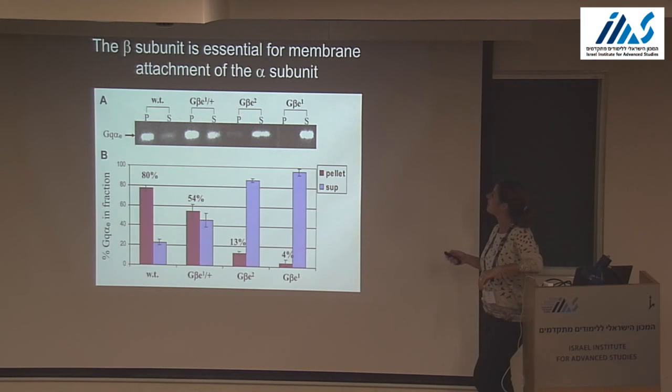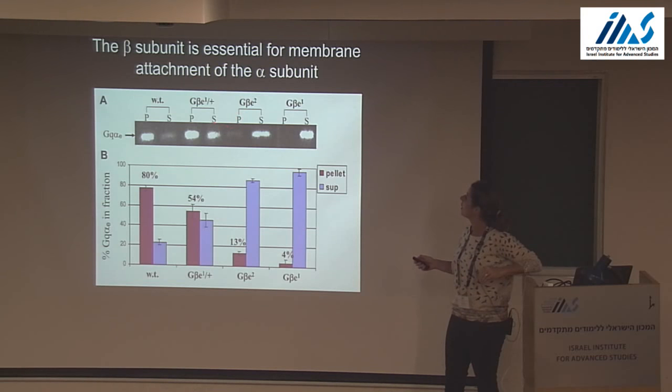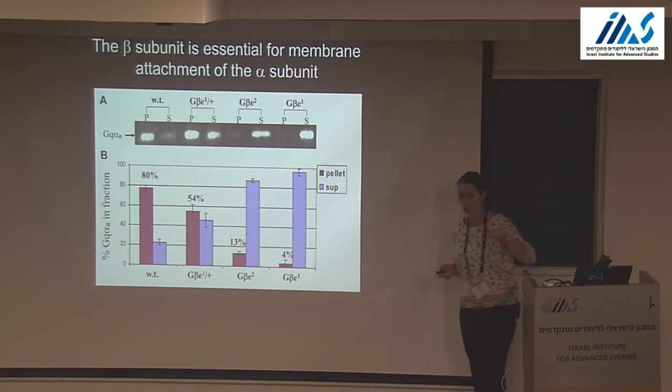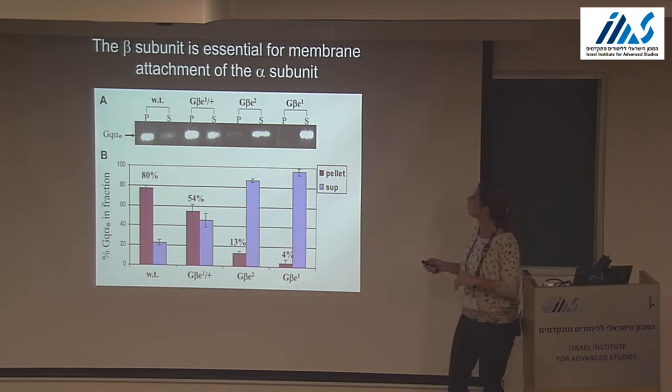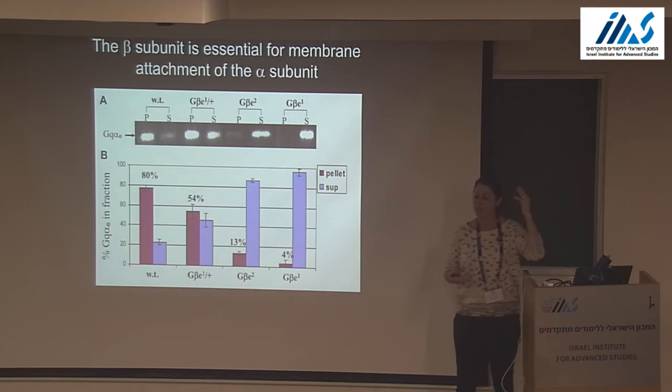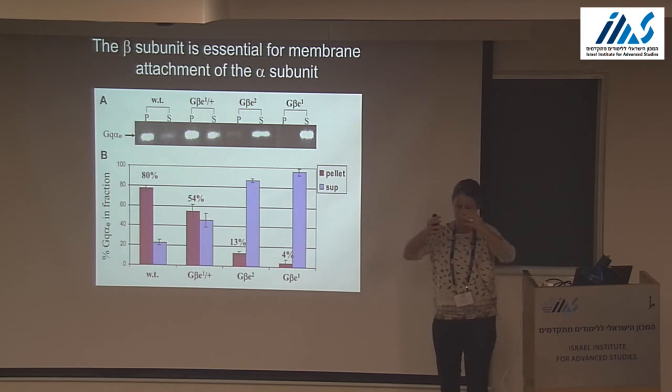And so we had a heterozygote mutant with about 50% expression of the beta subunit. And then we have two hypomorph mutants, the beta E2, which has small levels of the beta subunit, and then the beta 1, which had the most reduced levels of the beta subunit. And when you look at the localization of the alpha subunit, you could clearly see that in the absence of the beta subunit, most of the, or almost all the alpha subunit is in the cytosol. So clearly, you need the beta gamma complex to be associated with the alpha subunit in order for it to be membrane bound. Okay.